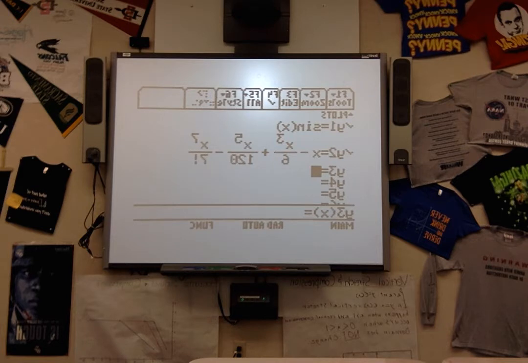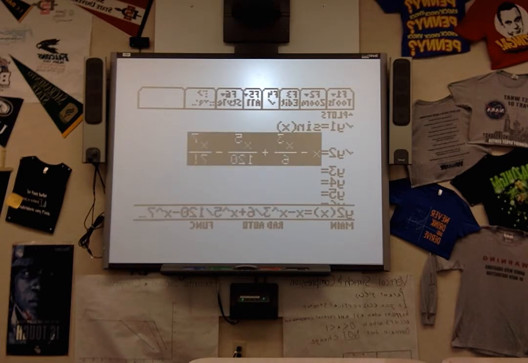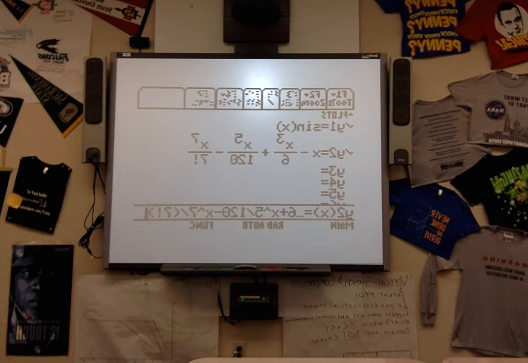And you guys, honestly, I'm going to go in and I'm going to put the next term in also. So I'm going to do plus an x to the 9th over 9 factorial.